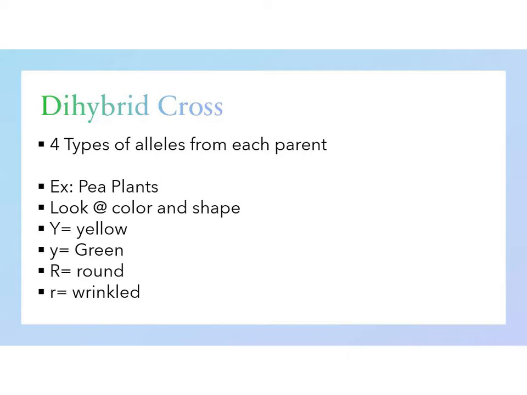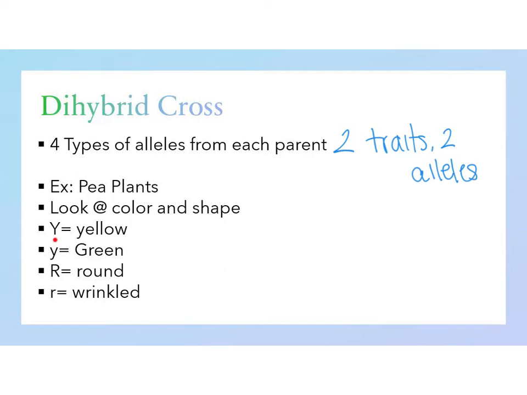So this time, when we look at dihybrid crosses, there's going to be 4 types of allele from each parent. It's 2 traits and then 2 alleles per trait, so 4 total. The example we're going to look at today is still going to be using pea plants, but this time we're going to look at the color and the shape of pea plants.